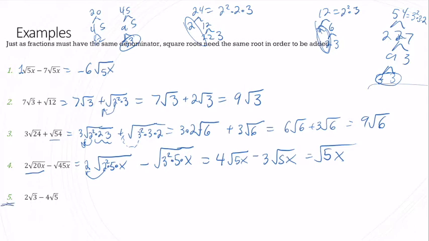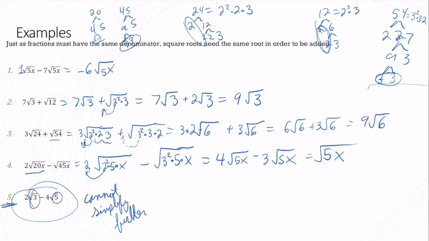Looking at example 5, I have 2 square root of 3 minus 4 square root of 5. These are not combinable radicals, so I cannot simplify further, because they need to have the same radical in order to be added.